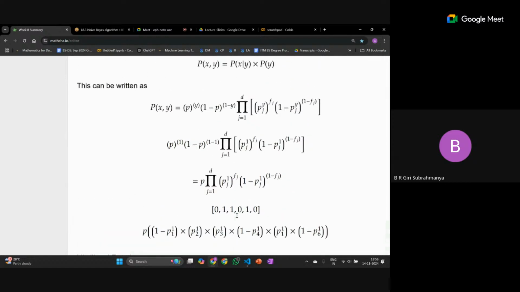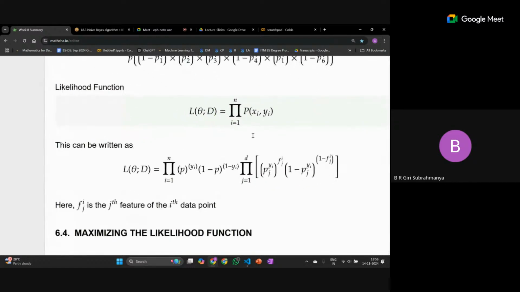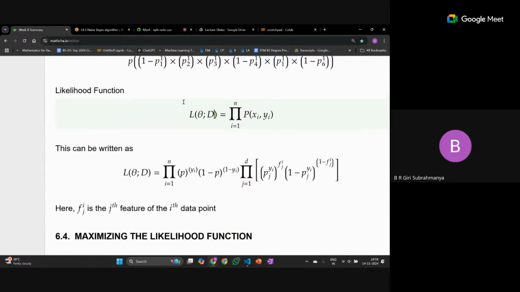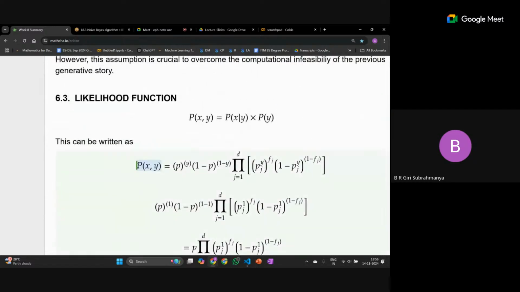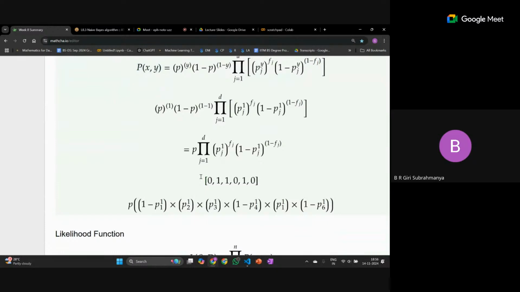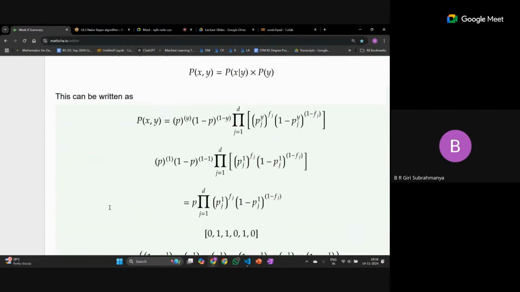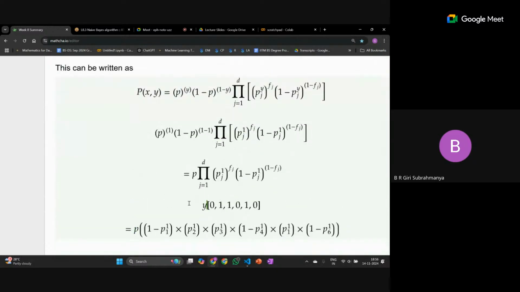Right. Now the likelihood function. For one data point, P of x comma y is given like this. Then what will the likelihood function be? Let me write y is equal to 1 also.